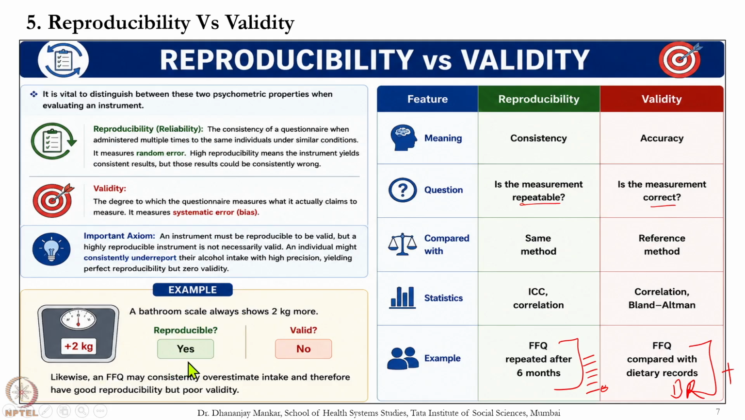Okay, reproducibility yes, and validity it is stating no. Likewise, an FFQ may consistently overestimate intake and therefore have a good reproducibility but a poor validity. So these two terms are something that you have to differentiate with respect to how they are being calculated, with respect to the examples that you have to take, whether it is being taken in comparison, or whether it is taken in terms of the reference.